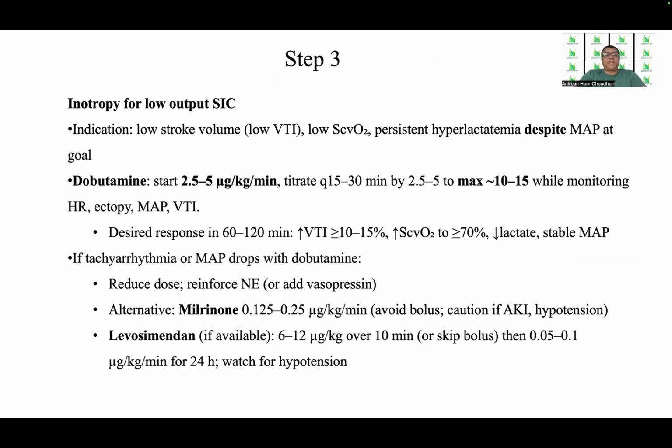Levosimendan similarly can be given in a dose of 6 to 12 mcg per kg over 10 minutes and then 0.05 to 0.1 mcg per kg per minute over 24 hours. Again, nowadays we skip the bolus and just run the infusion because of the risk of hypotension.